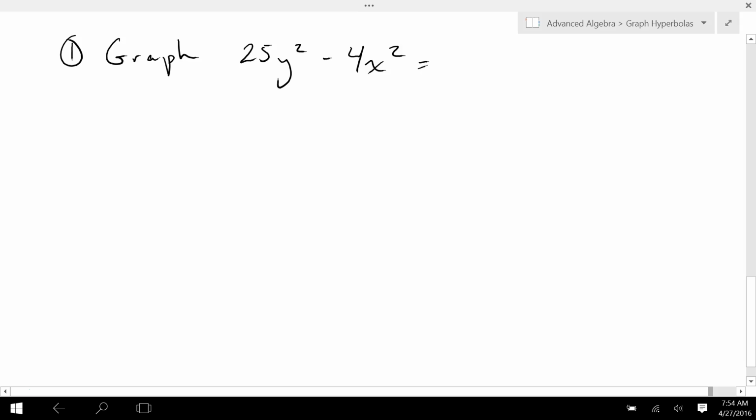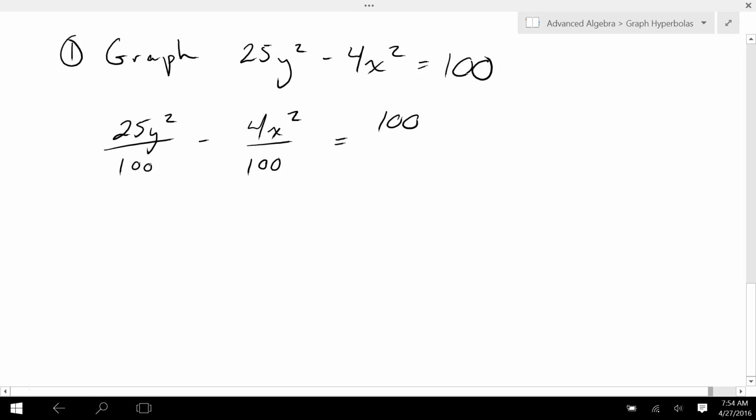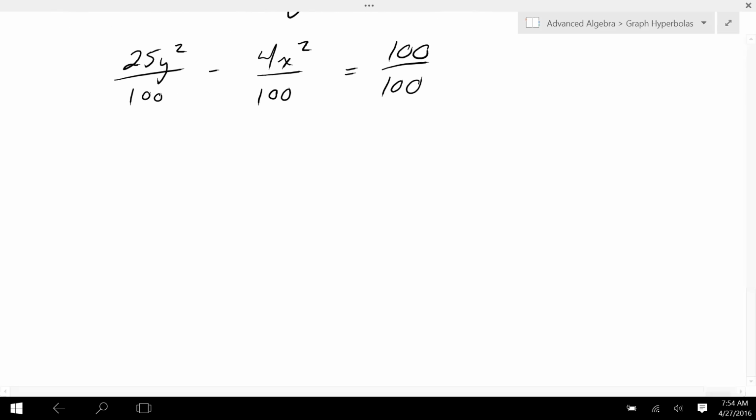If we do 25y squared minus 4x squared equals 100, you guys should identify this immediately as a vertical hyperbola because of the subtraction and the y squared is first. But we got to set it equal to 1, so we're going to divide every component by 100. We want to get this thing to equal 1. So 100 divided by 100 gives us our 1, but then we're going to have to go back and reduce all those fractions. 25 over 100 turns into y squared over 4 when we reduce. That's going to give us x squared over 25, and finally 1.